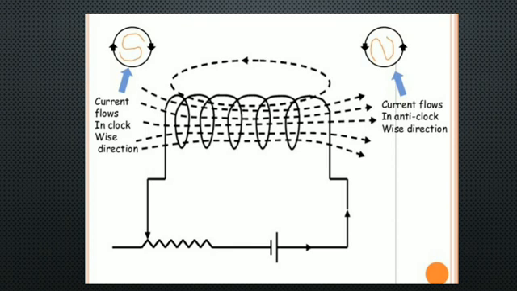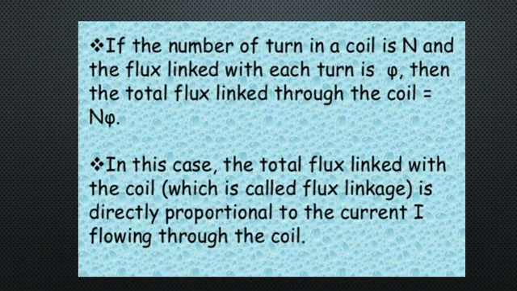Now, with the help of that circuit, a small explanation. If the number of turns in a coil is n and the flux linked with each turn is phi, then the total flux linked with the coil is n phi, because n is the number of turns of the coil.